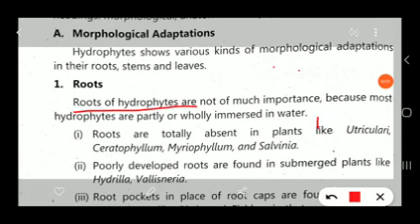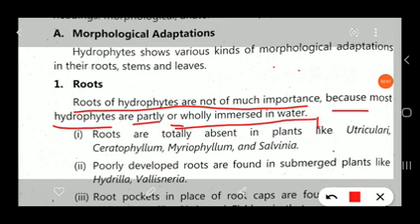Roots of hydrophytes are not much important because most hydrophytes are partly or wholly immersed in the water. The second reason is that some are floating, submerged ones are present inside the water, and floating hydrophytes are only floating on the surface of the water, therefore the root has not much importance.